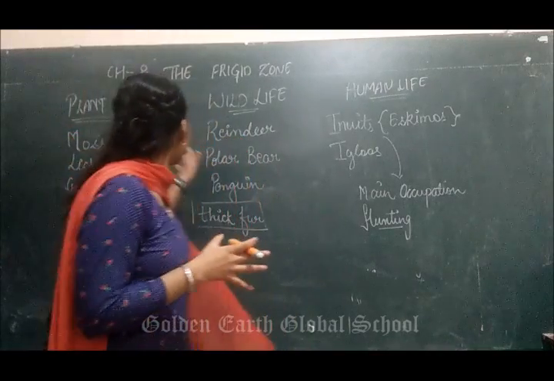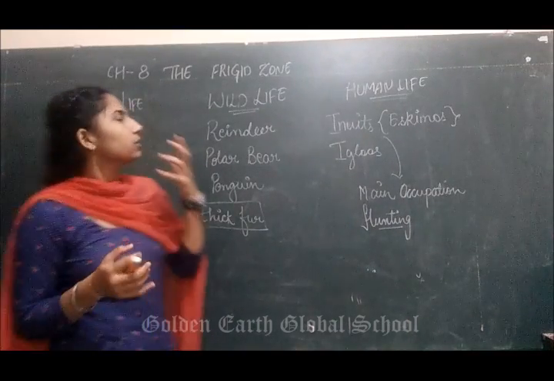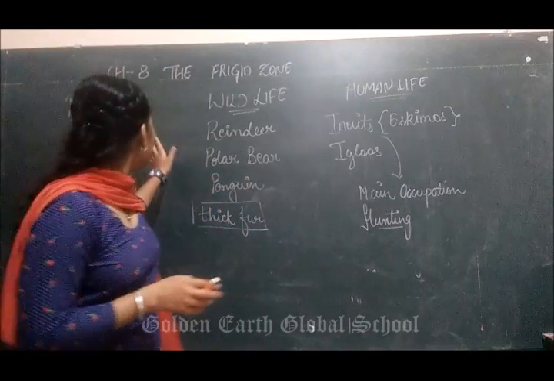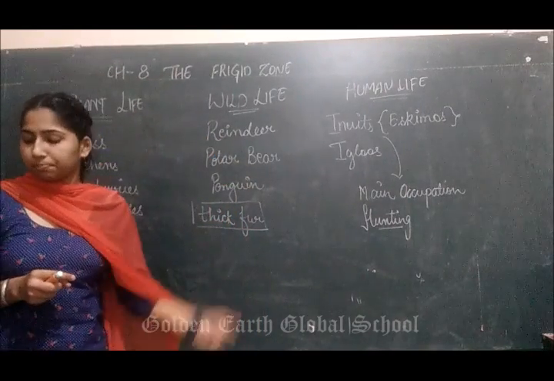The next which we are discussing is the plant life. So we have discussed about the frigid zone, the climate, the habitat and the other things. Now we will discuss about the plant life, wildlife and human life.